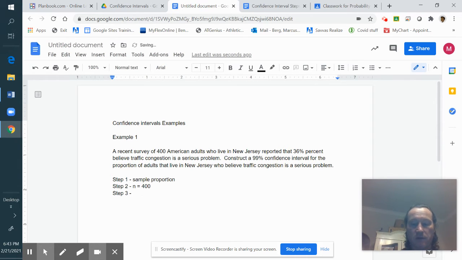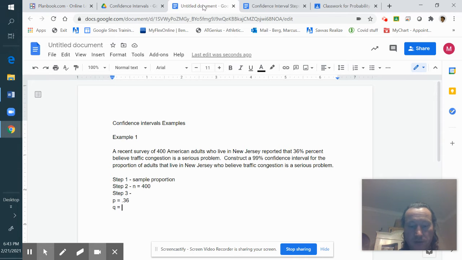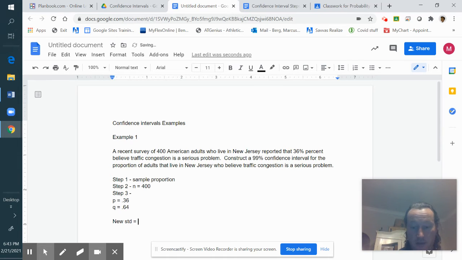So let's get our P. It's going to be 36%. We're going to make that a decimal. Q is 1 minus P. And if I forget, everything's right here, Q is 1 minus P. So that's going to be 1 minus 0.36 or 0.64. And N is 400. So I just want to find my new standard. Again, the new standard is going to be the square root of 0.36 times 0.64 divided by 400.